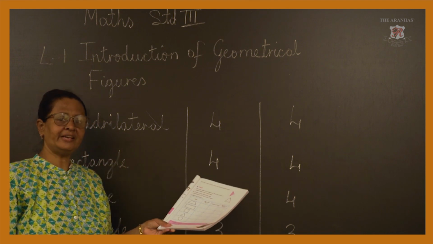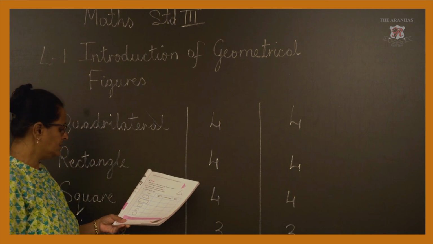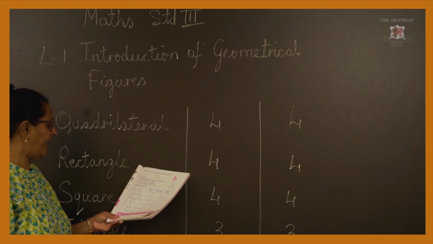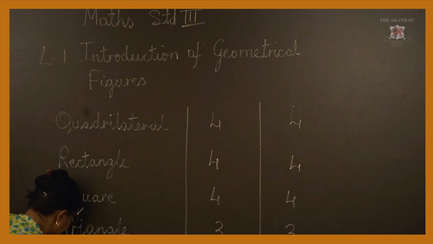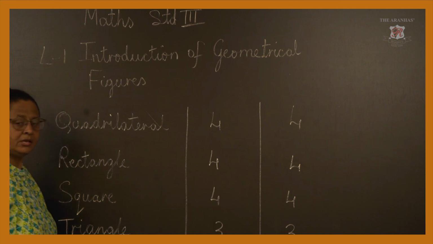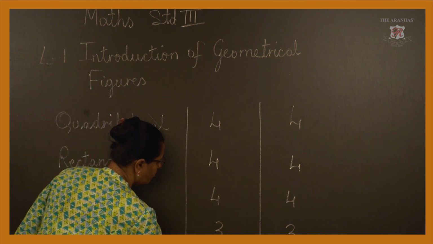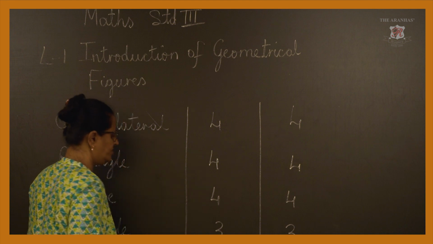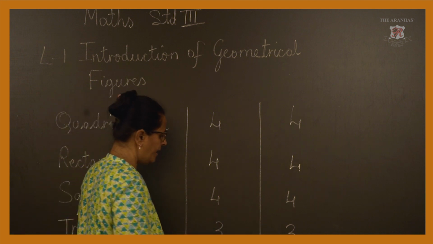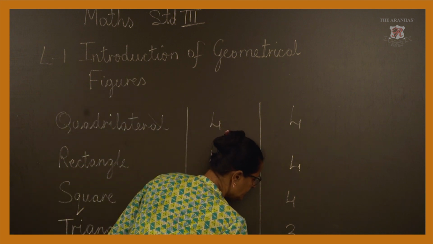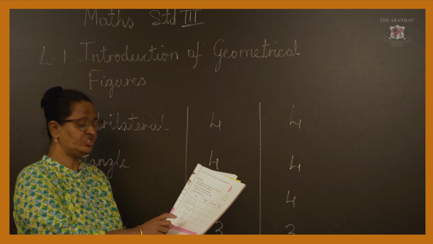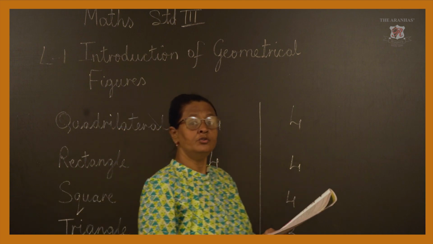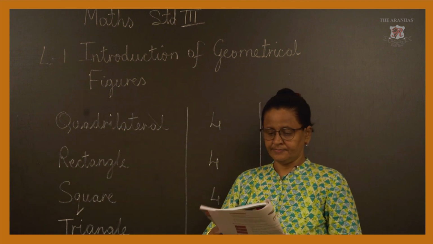The circle, as I told you yesterday, does the circle have any edges? No, 0 edges. And corners, again 0. A circle is a figure which has no edges and no corners.